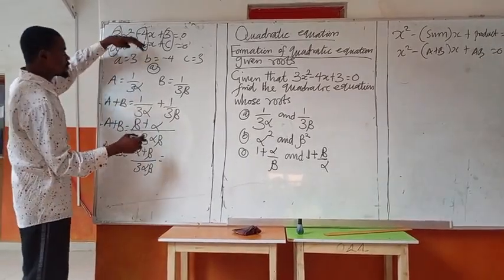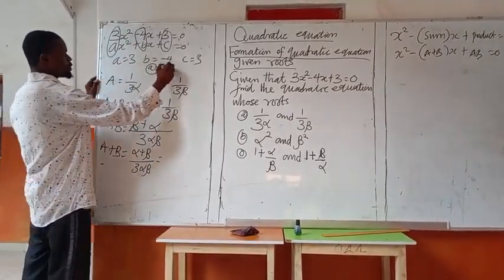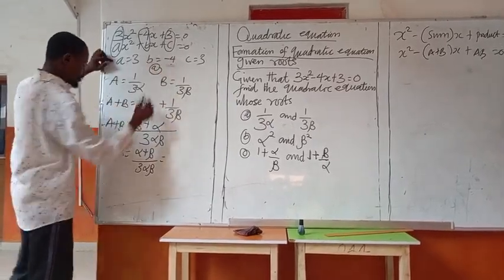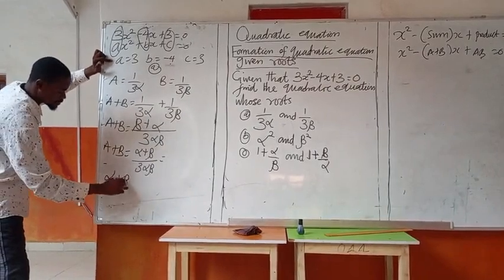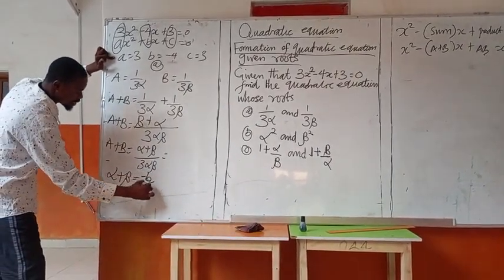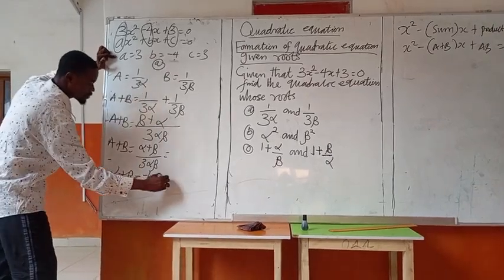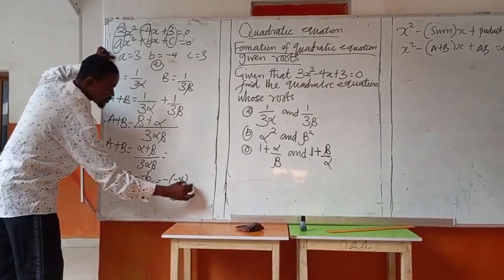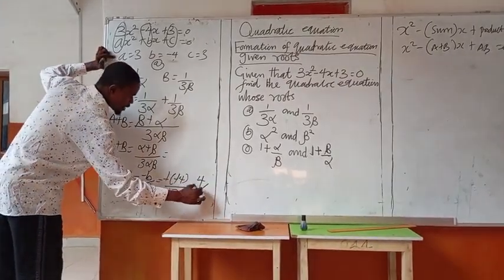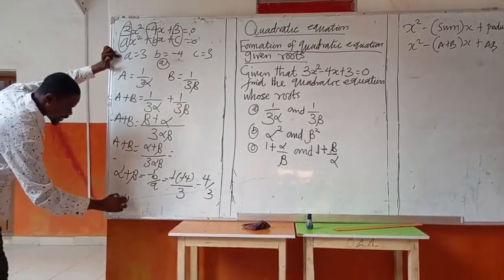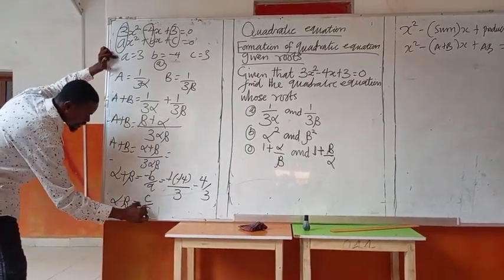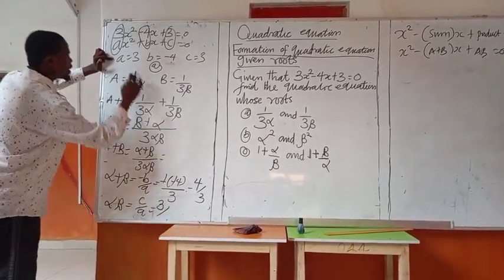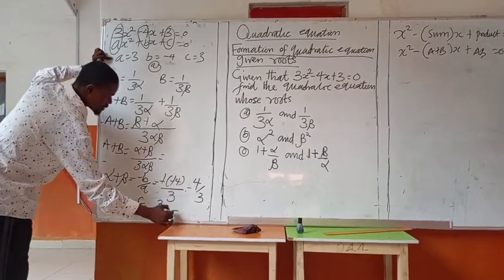From this equation, alpha plus beta is equal to minus b over a. That is minus, open bracket, minus 4, all over a, which is 3. Minus cancels, we have 4 over 3. Then alpha beta is equal to c over a. C is 3 and a is equal to 3. 3 divided by 3 we have 1.